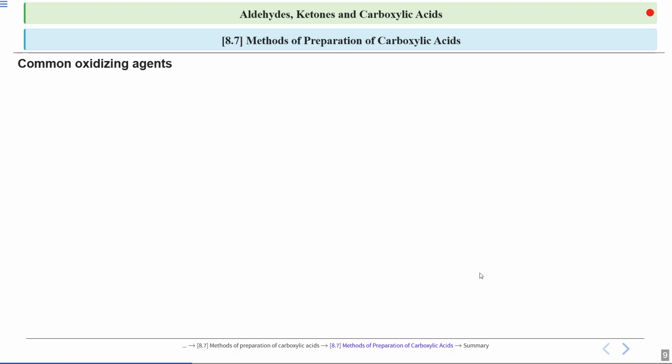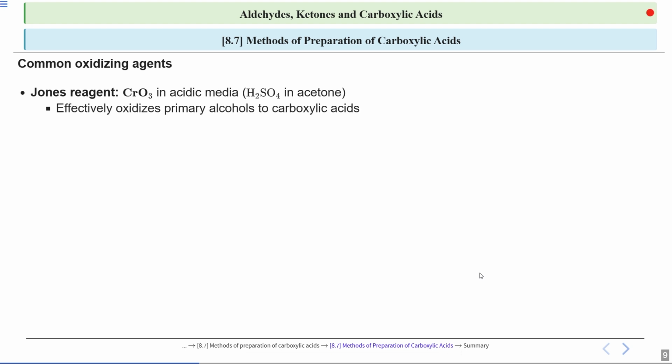Another common oxidizing agent which we will see is Jones reagent. Jones reagent is chromium trioxide, CrO3, in acidic media. The acidic media is H2SO4 in acetone. Jones reagent effectively oxidizes primary alcohols to carboxylic acids.